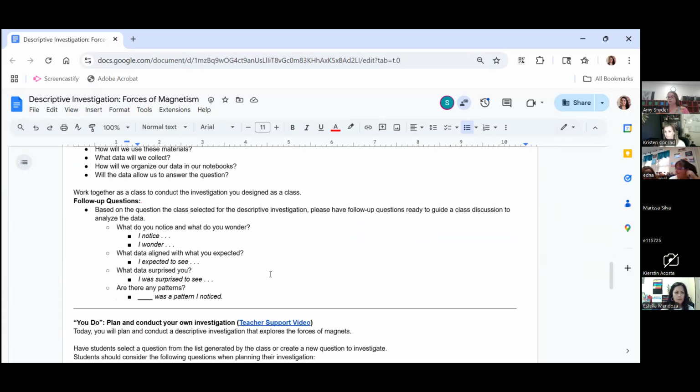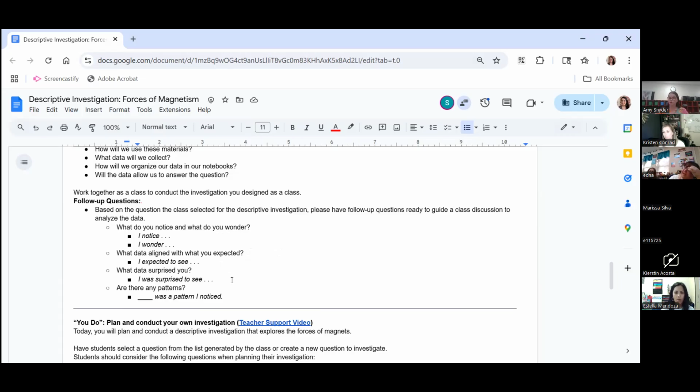So if we are looking here at the script, you see these follow-up questions. Now, you want them to go along with the question your students have decided to answer, right? And so you may end up asking them things like, what do you notice? What do you wonder? What data aligned with what you expected? What surprised you, right? What was shocking or surprising? And did you notice any patterns occurring in either the data you collected or maybe the way you saw things reacting? So you just want to get that conversation happening because you are helping them understand how to carry out that descriptive investigation, right? So the thoughts that are coming to their minds.